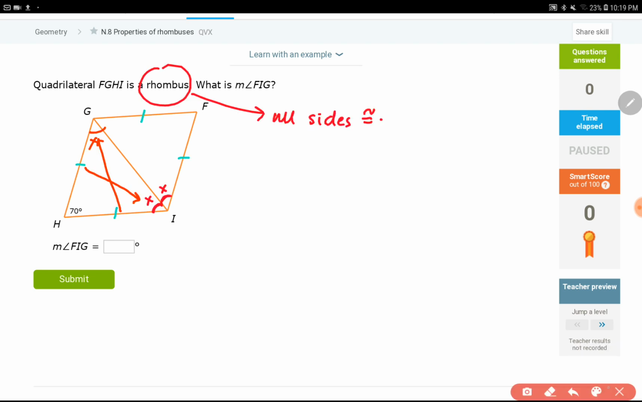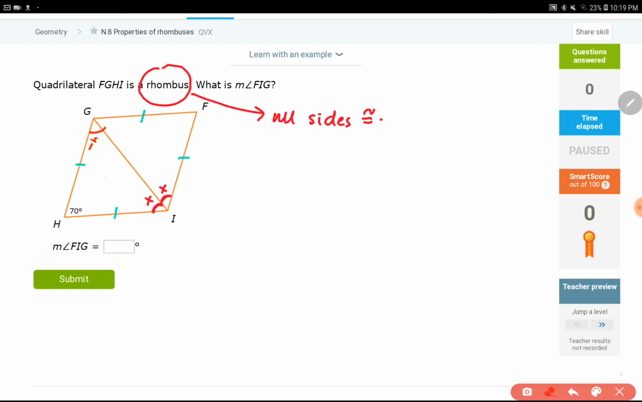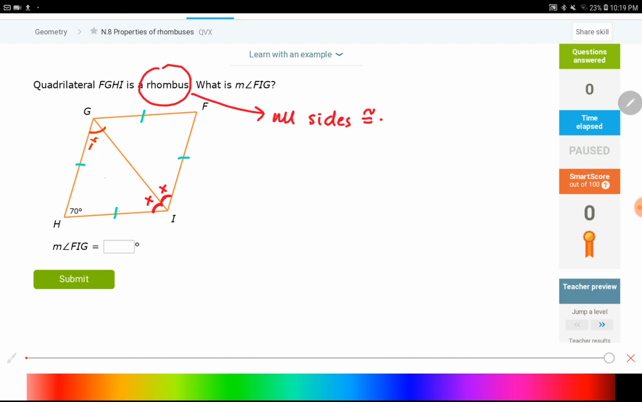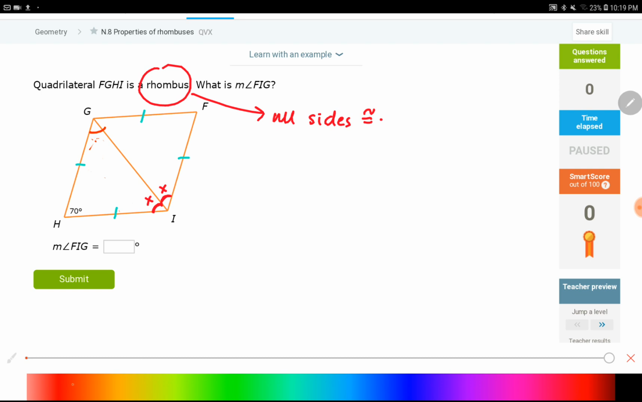So now I have two angles of the triangle equal to X, and the other angle equals 70. Probably all of you know this: when you add these three angles, X, X, and 70, it should be equal to 360 degrees.